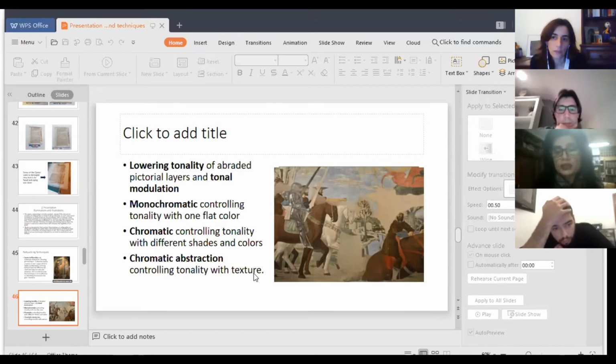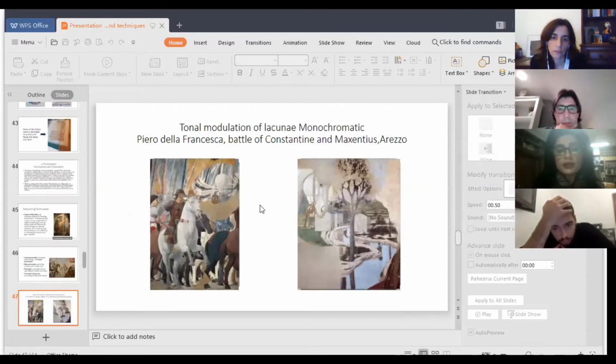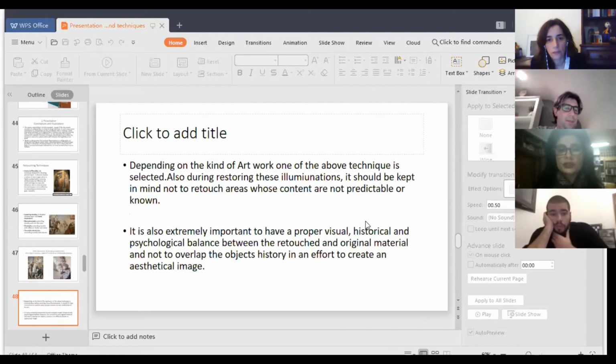For the proper presentation of the document, here it's Piero della Francesca, Battle of Constantine and Maxentius, Arezzo. They've followed the monochromatic technique of tonal modulation. These are the infills, and they've given it one flat color, which enhances the rest of the beauty of the object. It does not create a separate object. Depending on the artwork, one of the above techniques is selected.